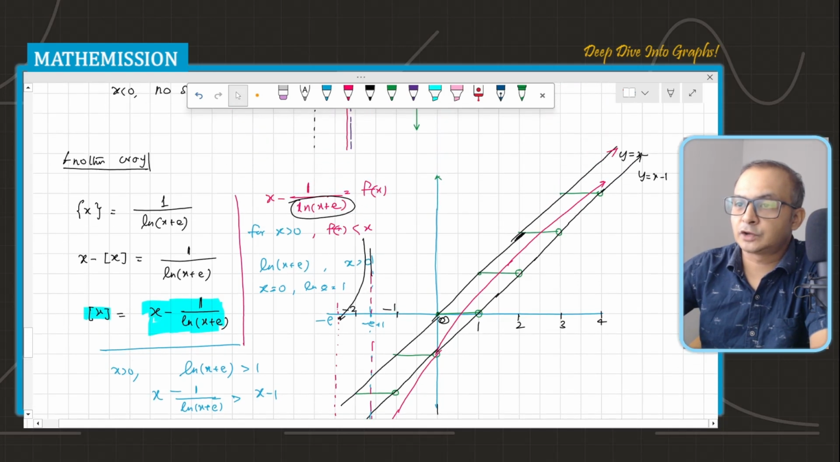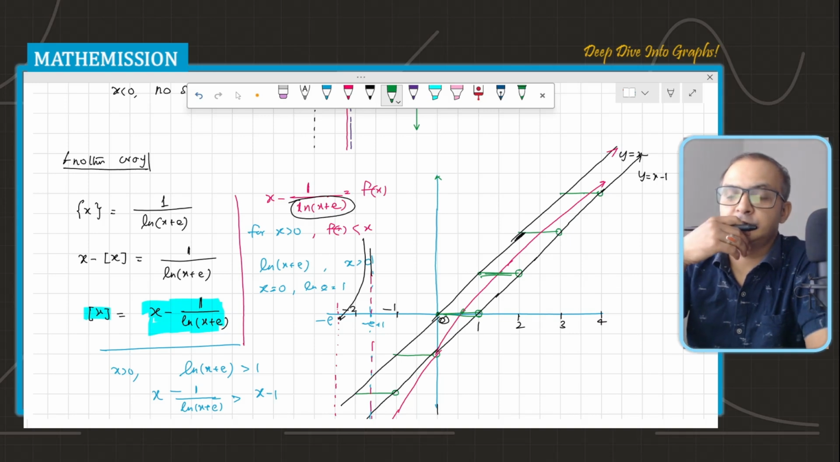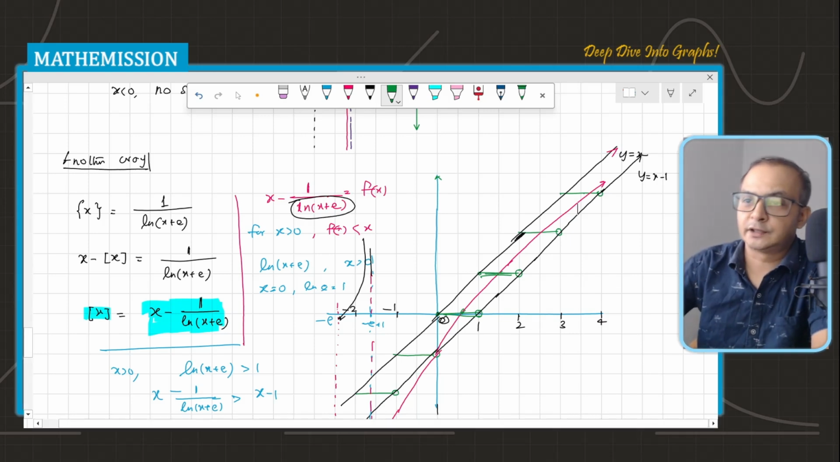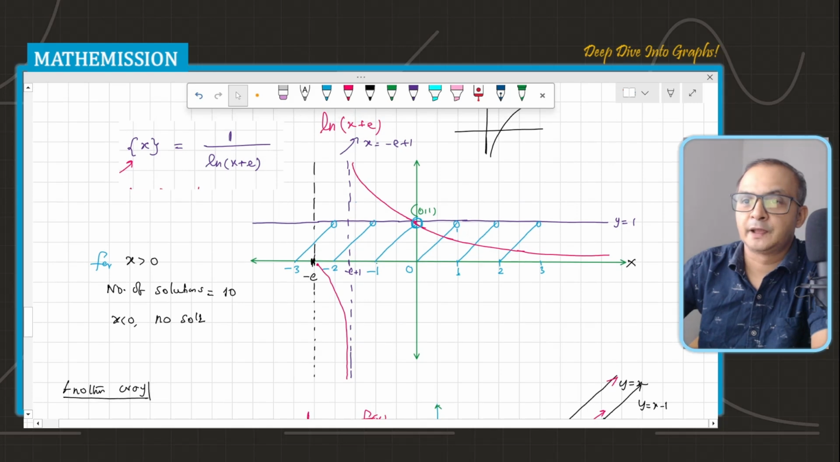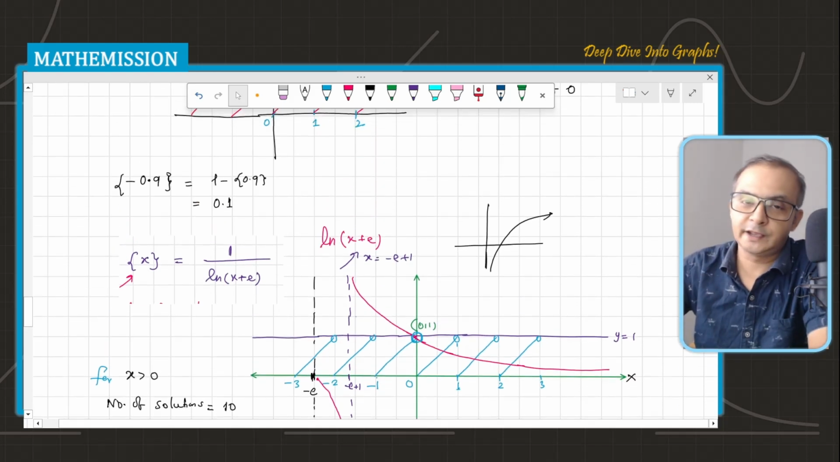So in this way we can also see that every integer part of the function, the greatest integer, is intersected by this curve, and so from 0 to 10 there are 10 solutions. This is another way to solve that question. I'm not saying that we cannot solve it analytically, but I'm only giving you the graphical understanding.